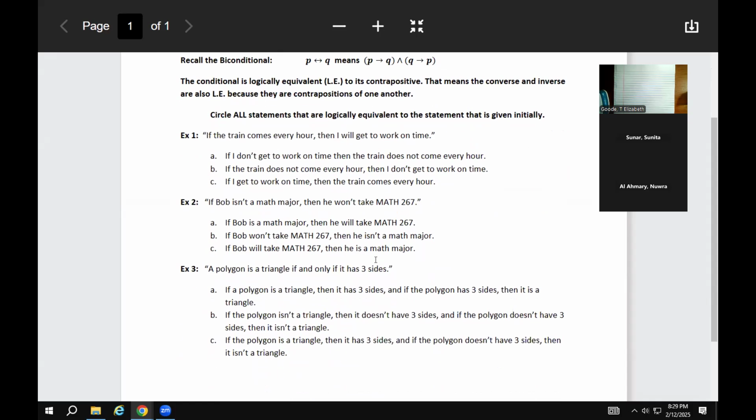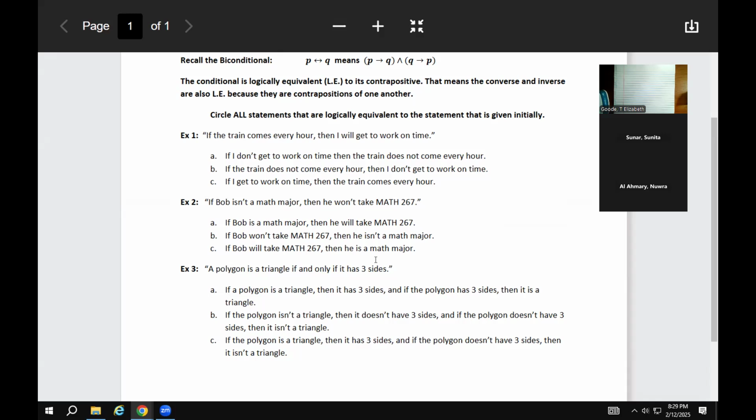For A, I got that it was the contrapositive. That's right, because it's if not Q, then not P. For B, I got that it was the inverse. Correct. If not P, then not Q. For C, I got it was the converse. Correct. So are any of those logically equivalent to the original if P then Q? Only the contrapositive, A. That's correct.